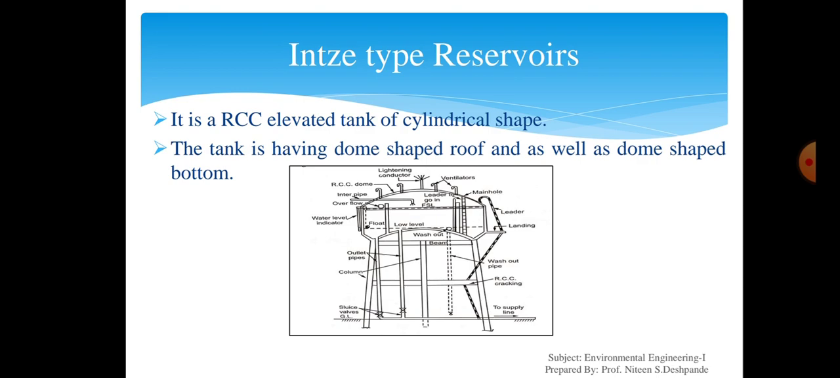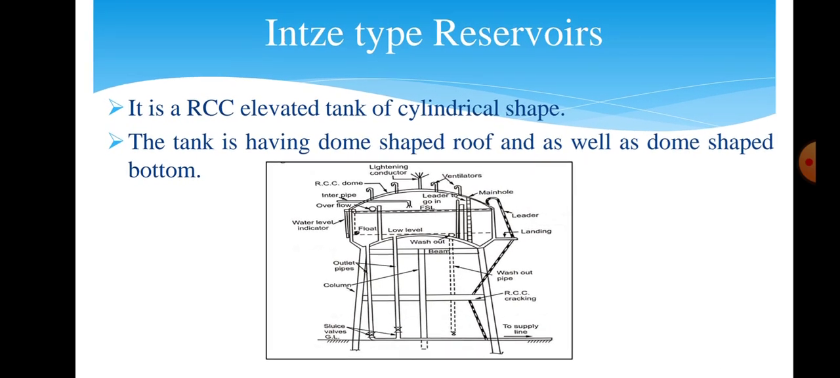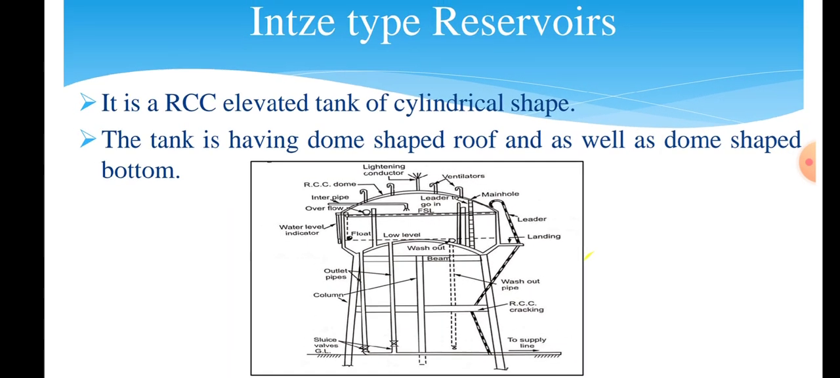Okay. Now, as far as the shape of the water service reservoir is concerned, the INS type reservoirs that we have seen in the previous slide. So it is an RCC elevated tank of cylindrical shape. The tank has a dome shape roof as well as a dome shape bottom. So here you can see the top and the bottom of the reservoir are both of dome shape, and the tank is provided with all the required accessories which we can see in the diagram.